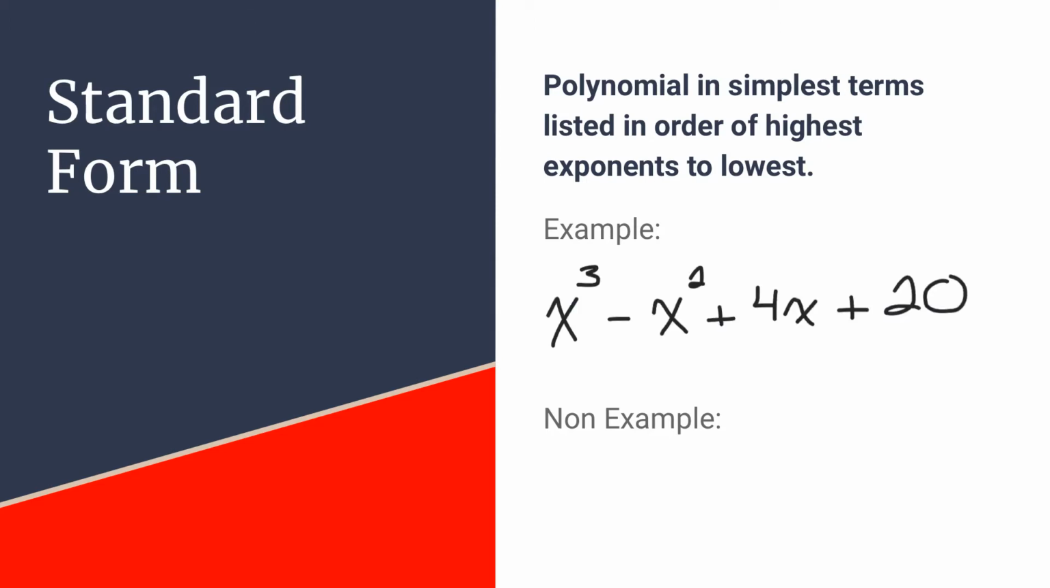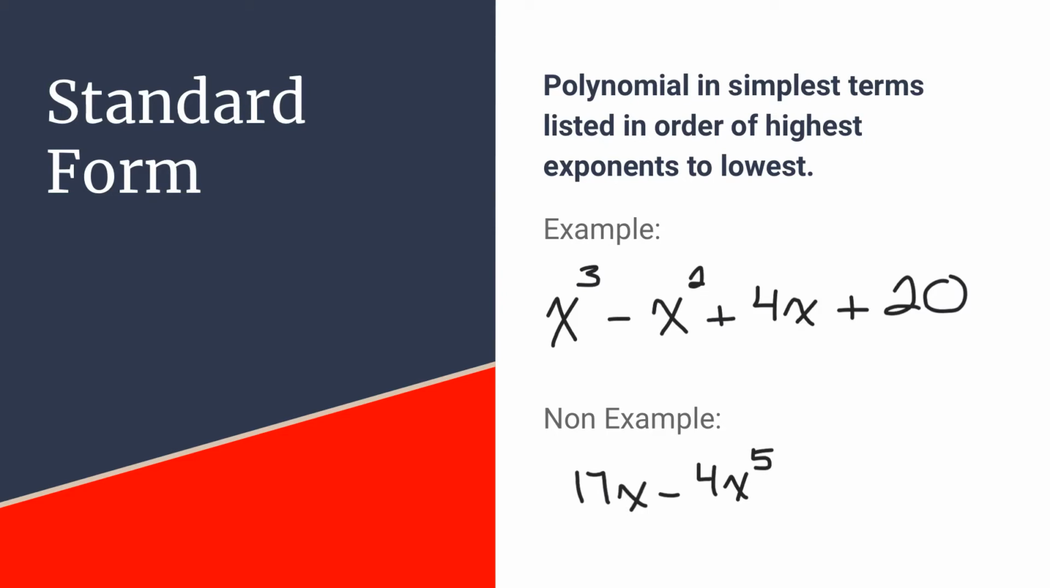An example of a polynomial that is in standard form is x to the third power minus x squared plus 4x plus 20. The reason why this is considered in standard form is because if you take a look at our exponents, they are in a decreasing order. So we have a 3, then a 2, then really a 1 right here, and this actually is having an exponent of 0.